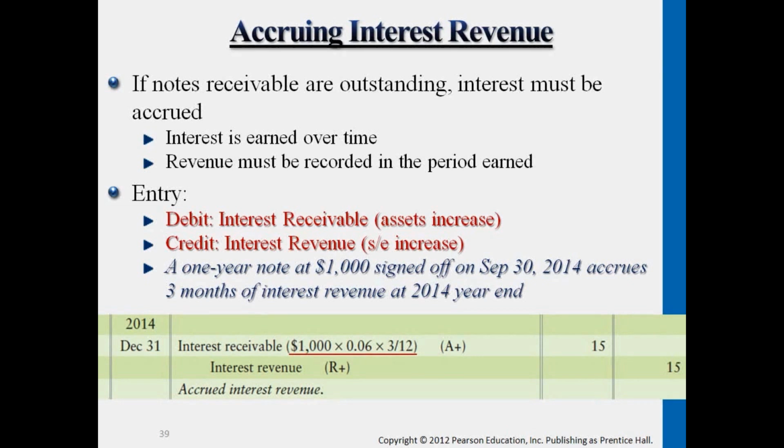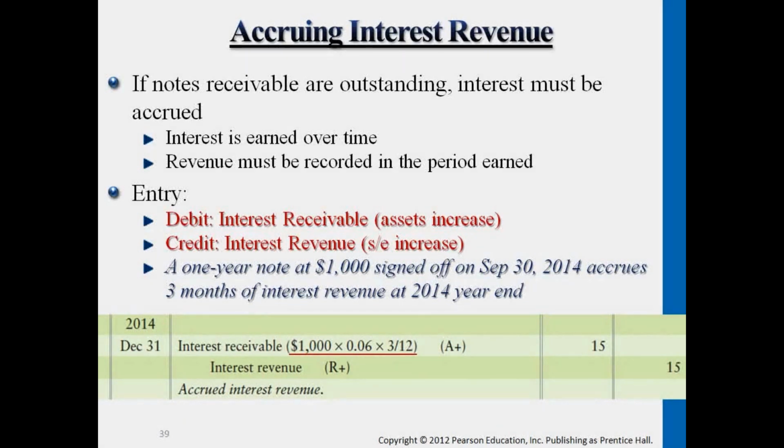It's considered a receivable. Again, based on that $1,000 note, from September 30th all the way through the end of the year, 3 months have passed by. So we use $1,000, multiplied by the yearly interest rate, times 3 over 12, to calculate the interest revenue earned in this year, this period of time.